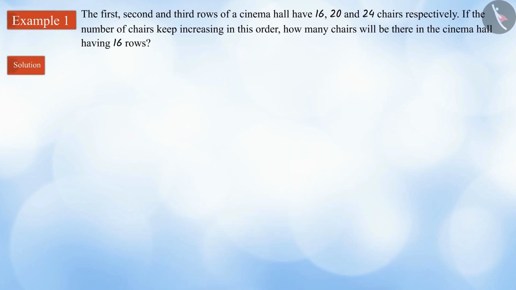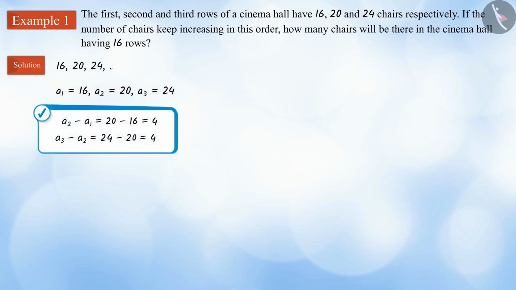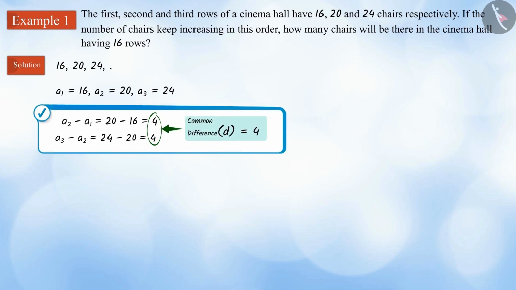According to the question, there are 16 chairs in the first row, 20 chairs in the second row, and 24 chairs in the third row. What can you say about this list? The first term in this series is 16. The second term is 20, and the third term is 24. Here, the difference of two consecutive terms is the same, that is 4, which is the common difference d of this series. Hence, this progression is an arithmetic progression. Well done!